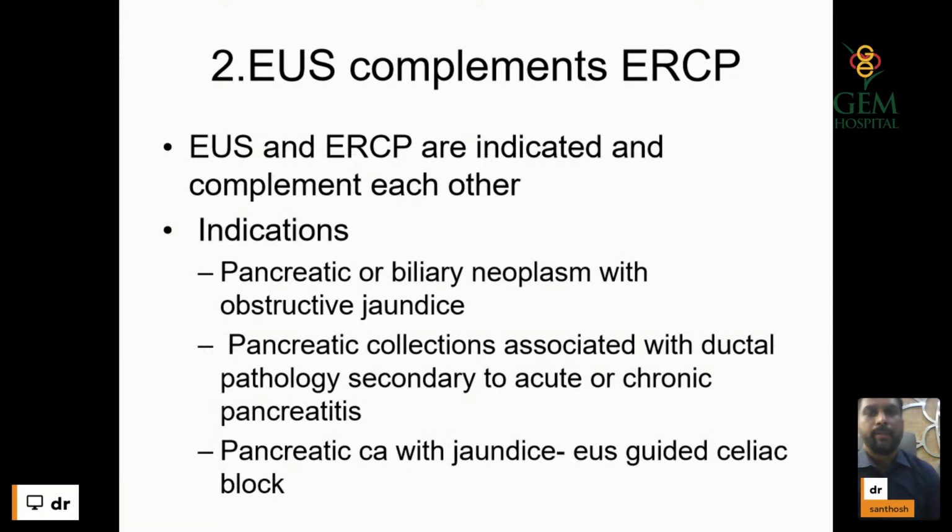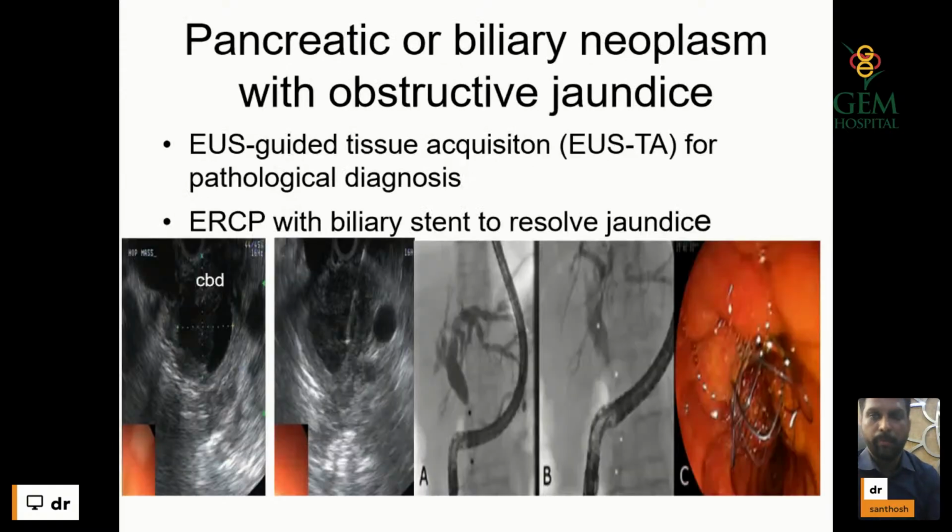Second, EUS complements ERCP. In this, EUS and ERCP are both indicated and they complement each other. Each has its own role. Indications: pancreatobiliary neoplasm with obstructive jaundice, and pancreatic collections due to ductal pathology secondary to acute or chronic pancreatitis. So, carcinoma of the pancreas with jaundice. In these conditions, both have a role.